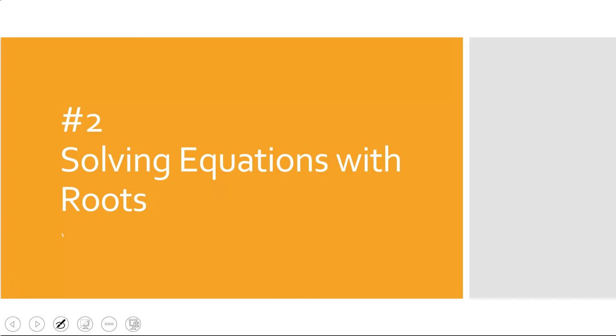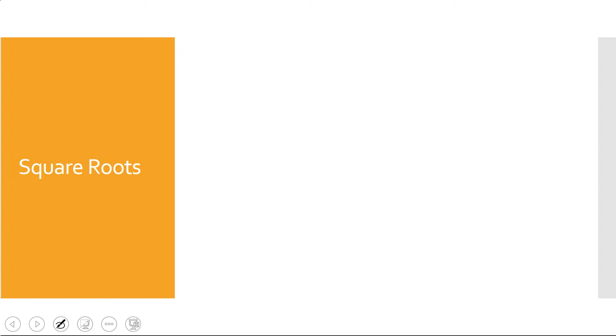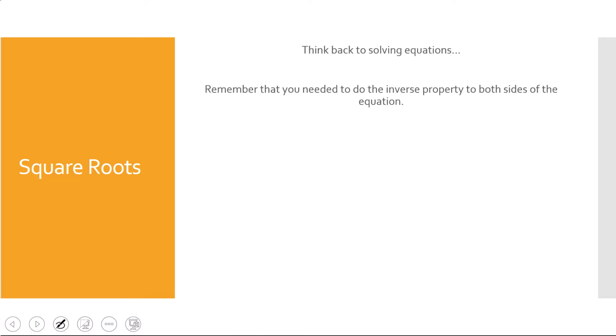All right, now we're going to talk about solving equations with roots. Now, the first thing you need to do is think back to solving equations. And remember that you need to do the inverse property to both sides of the equation. The same applies to these types of problems, except now you're dealing with square roots. So for instance, think about x squared equals 36. Okay, what's the inverse of a square? Well, the inverse of a square is a square root. So to be able to get x by itself, you have to find the square root of both sides.